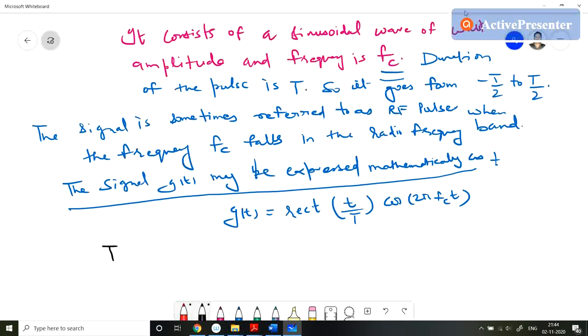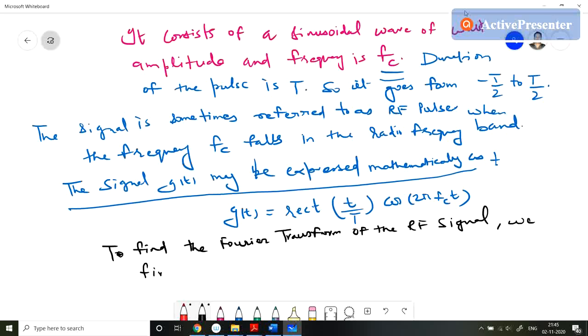To find the Fourier transform of the RF signal, we first use Euler's formula to write.